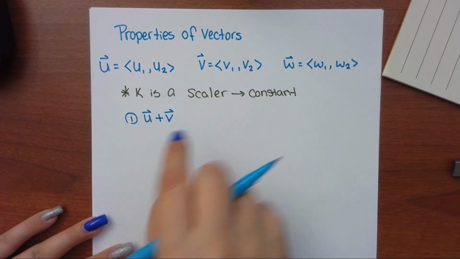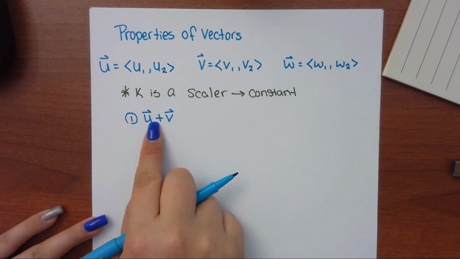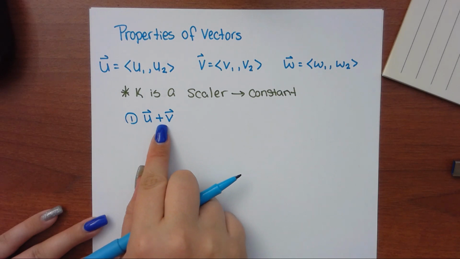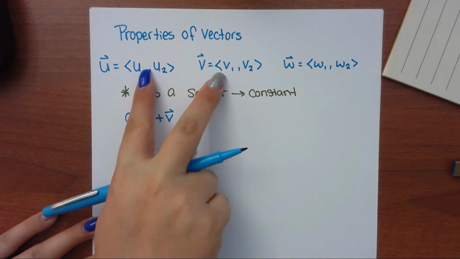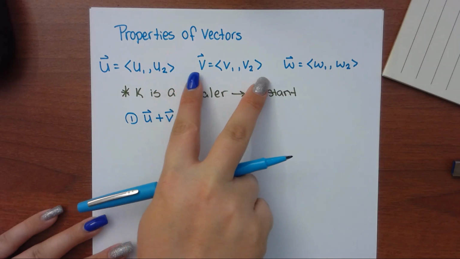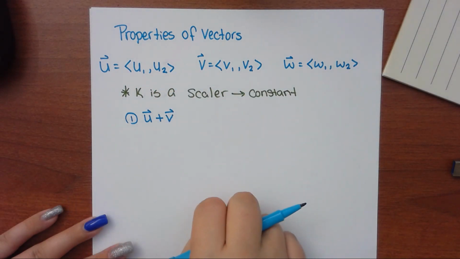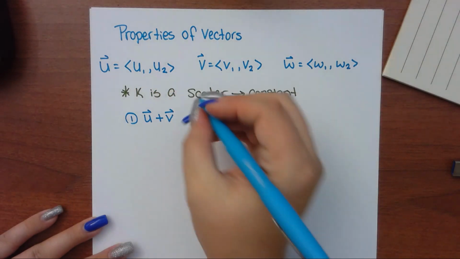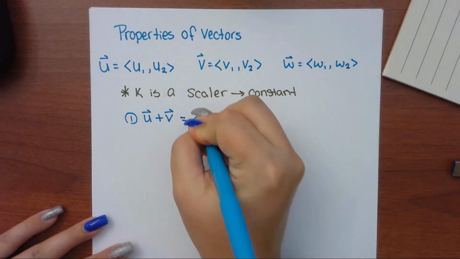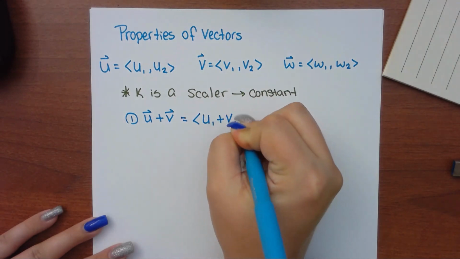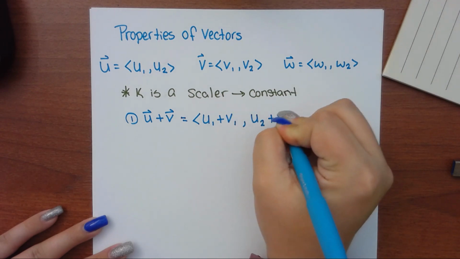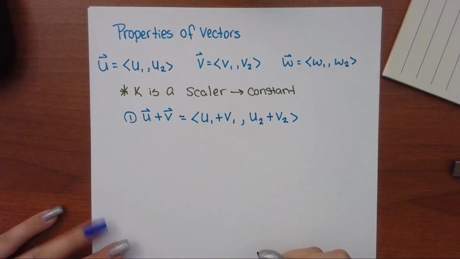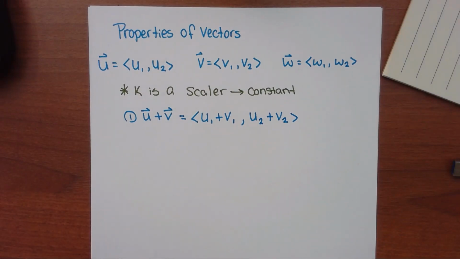Now, when I have vectors being added together, as simple as I can make it, you literally add their terms together in a sense. So their x's together and their y's together. So you would take u1, in this case, plus v1, and you would have that added together, and then you would add u2 plus v2. So all you're doing is adding the x's together and adding the y's together. It's as simple as that.